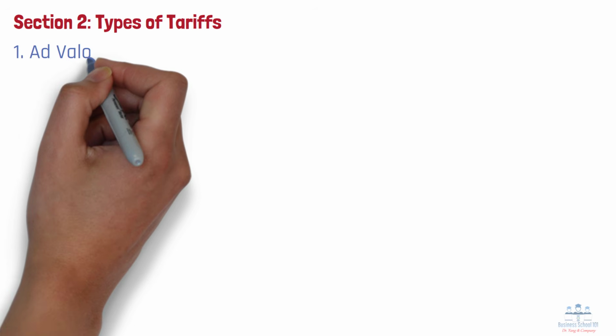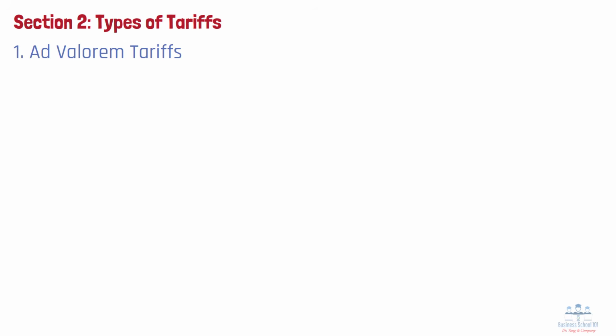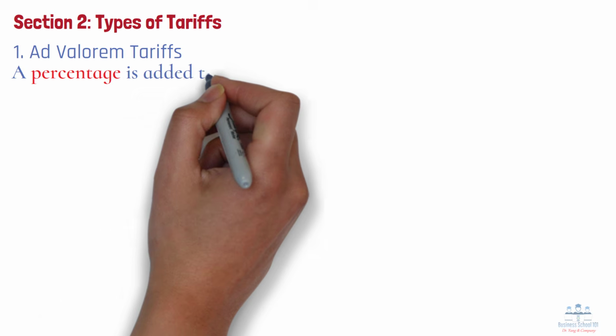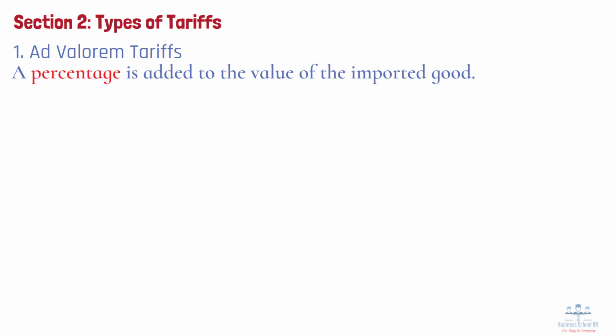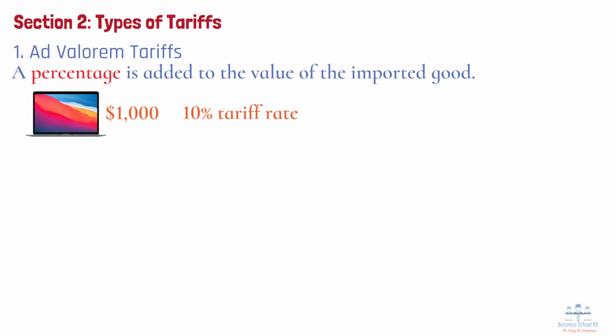Section 2. Types of tariffs. In general, there are three types of tariffs. Number 1. Ad valorem tariffs. This is the most common type of tariff, where a percentage is added to the value of the imported good. For example, if a product costs $1,000 and the tariff rate is 10%, an extra $100 will be charged.